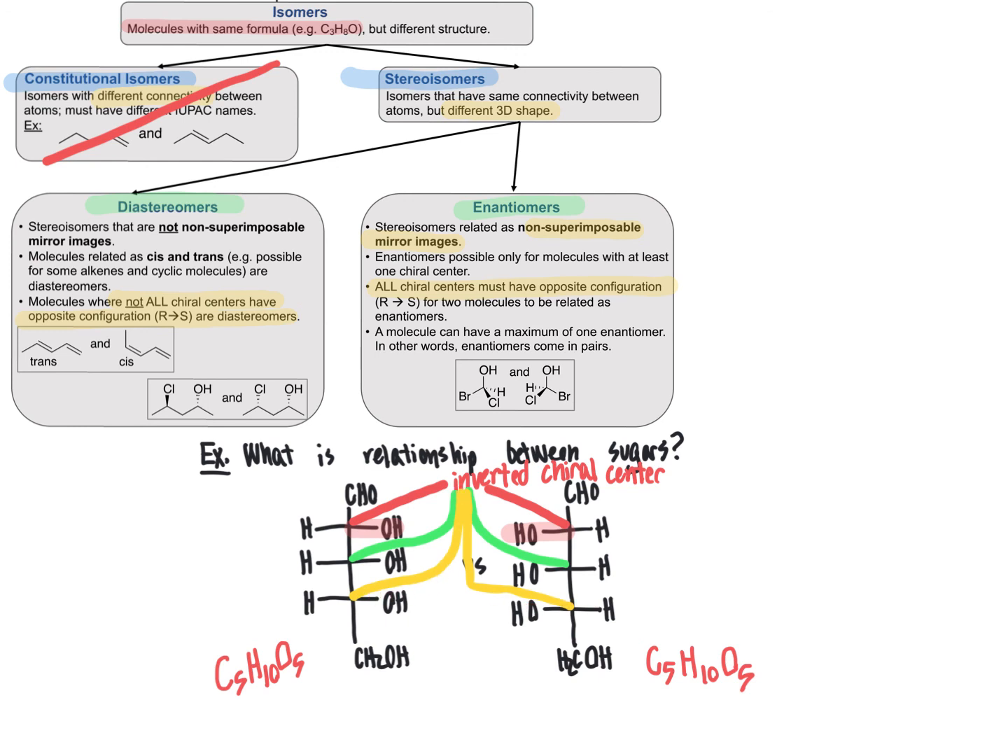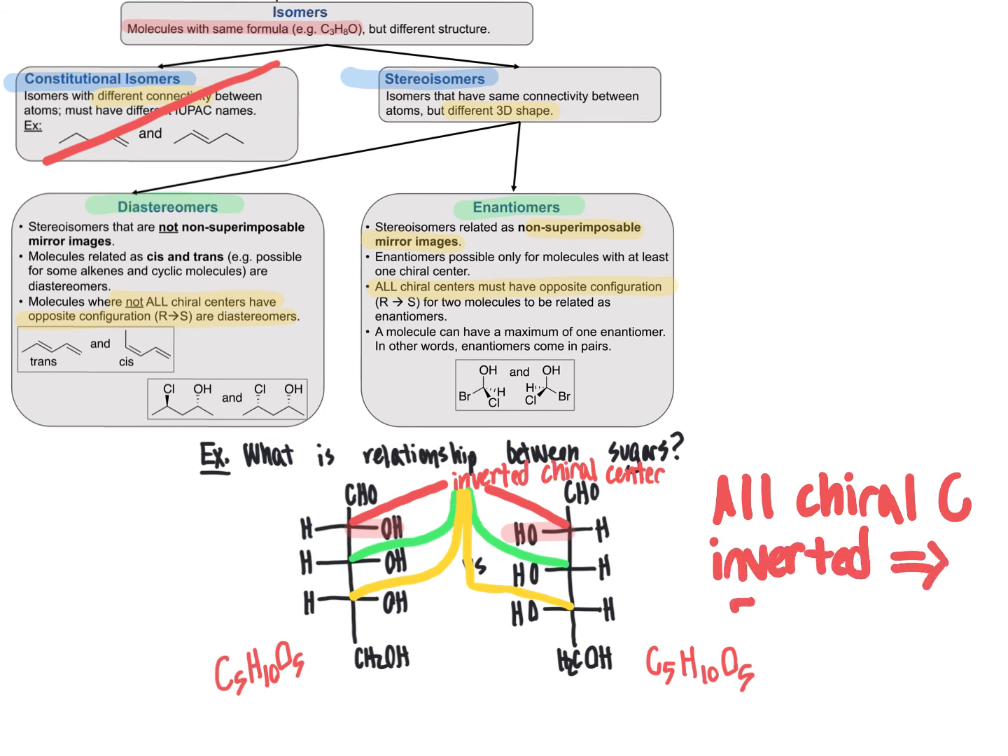That represents 3 of 3 chiral centers here, here, and here. All 3 of those have inverted. Therefore, the 2 structures are the perfect mirror image of one another. All the chiral centers have inverted. And since all the chiral centers have inverted, we describe these molecules as being related as enantiomers.